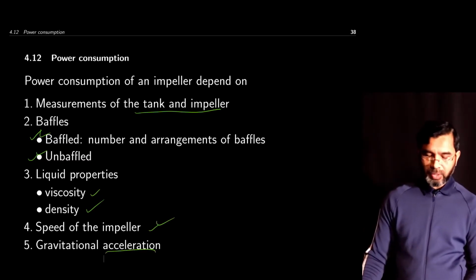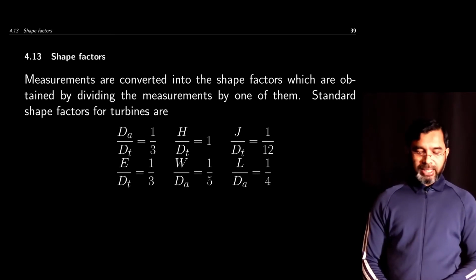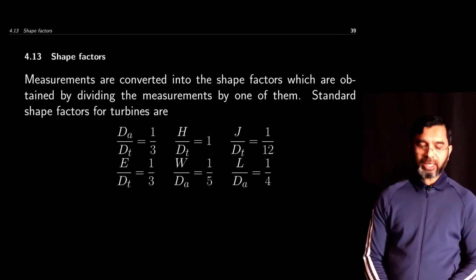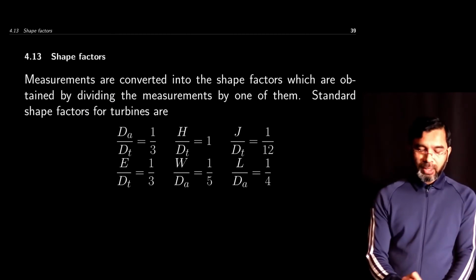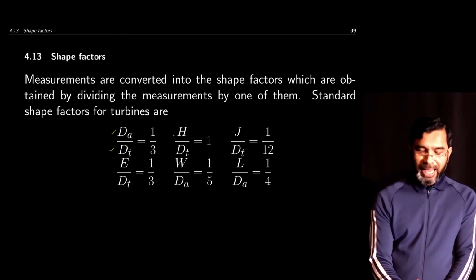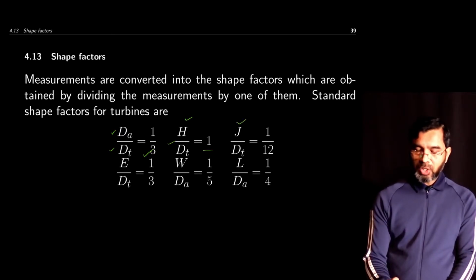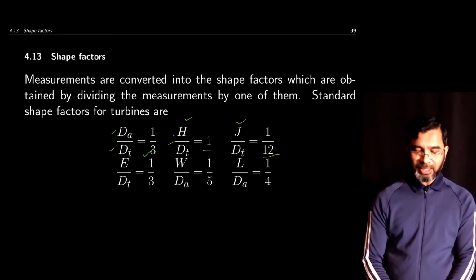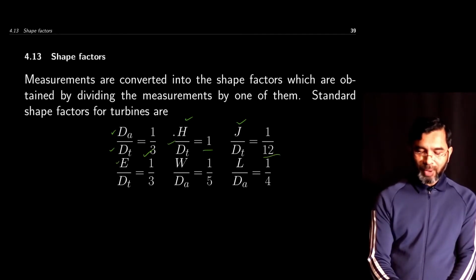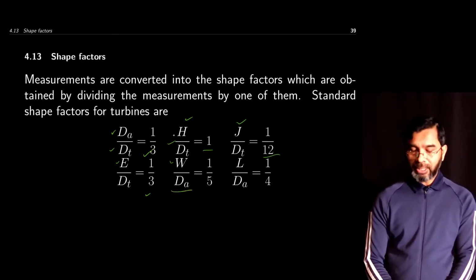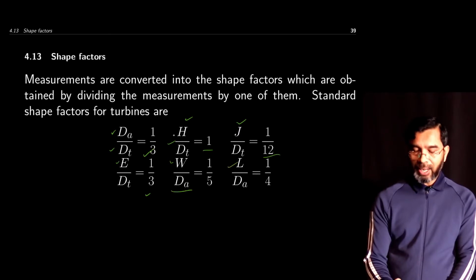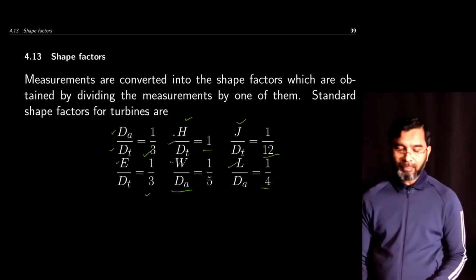to be remaining constant. Now, in the design of mixing and agitation equipment, some standard shape factors are maintained. So, the diameter of the impeller to the diameter of the tank is typically maintained as 1/3. Liquid level and diameter of the tank are maintained to be the same. The baffle width is typically 1/12 of the tank diameter. The clearance from the bottom is 1/3 of the tank diameter. The width of the impeller is typically 1/5 of the impeller diameter, and the length of the impeller is typically 1/4 of the impeller diameter.